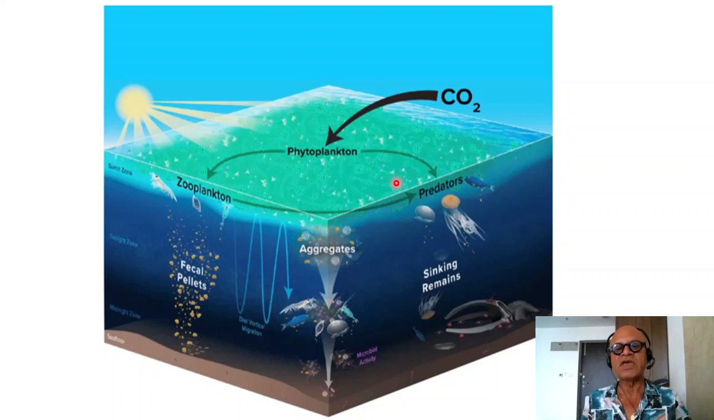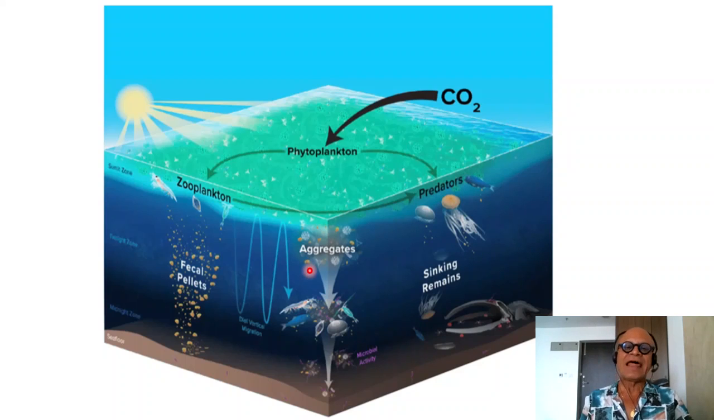Looking at it another way here, so CO2 is exchanged, photosynthesis happens, grazing happens by zooplankton, then predators eat those, so aggregates form and sink out in the twilight zone. A lot of things get consumed, fecal pellets and so on, and the sinking remains of various marine organisms as well. And there is a whole food chain that exists in the vertical as well as horizontal.